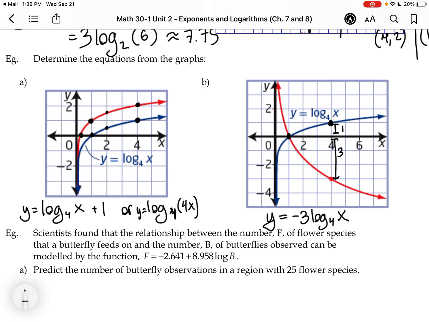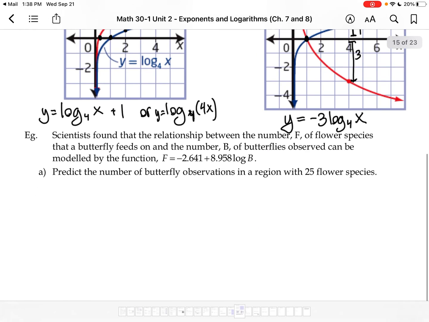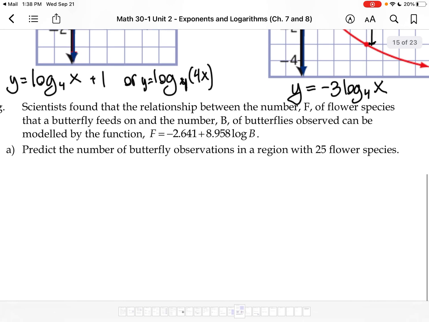Okay, and we are going to finish off today with one application question. So let's take a look. Scientists found that the relationship between the number f of flower species that a butterfly feeds on and the number b of butterflies observed can be modeled by the function f equals -2.641 plus 8.958 log b. So f is the number of flower species, b is the actual number of butterflies.